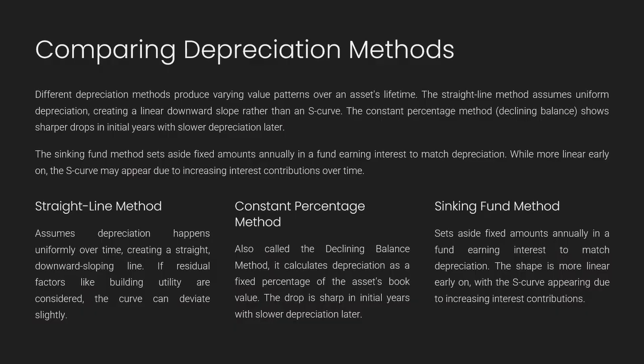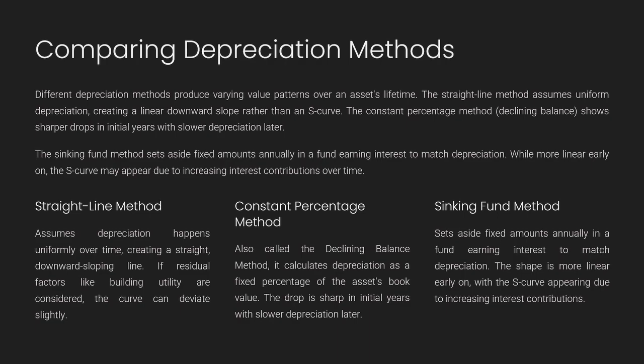There are three methods which are generally used for calculating depreciation. So what are the basic differences between them? As far as the straight line method is concerned, it assumes depreciation happens uniformly over time, creating a straight downward sloping line. If residual factors like building utility are considered, the curve can deviate slightly.